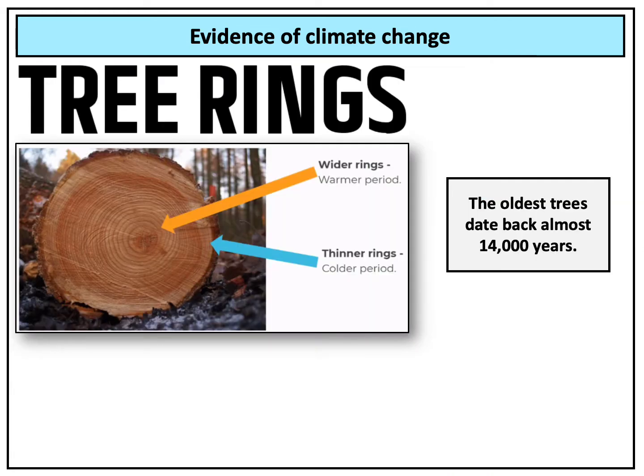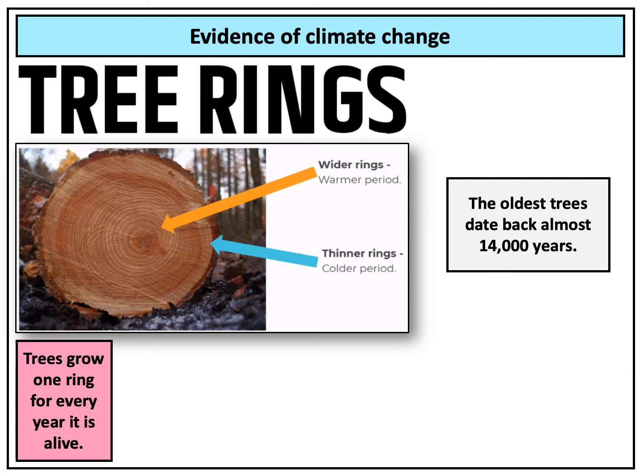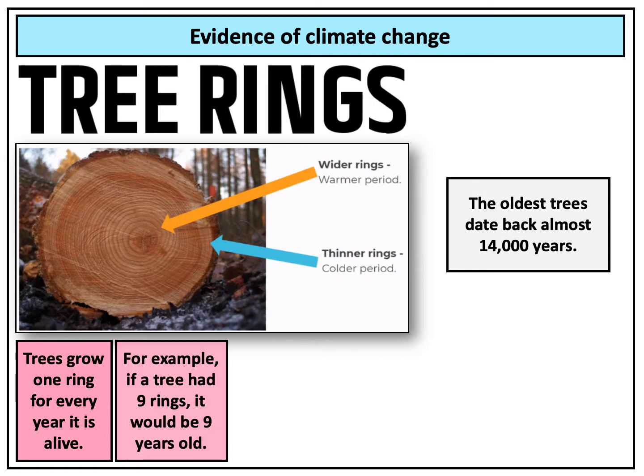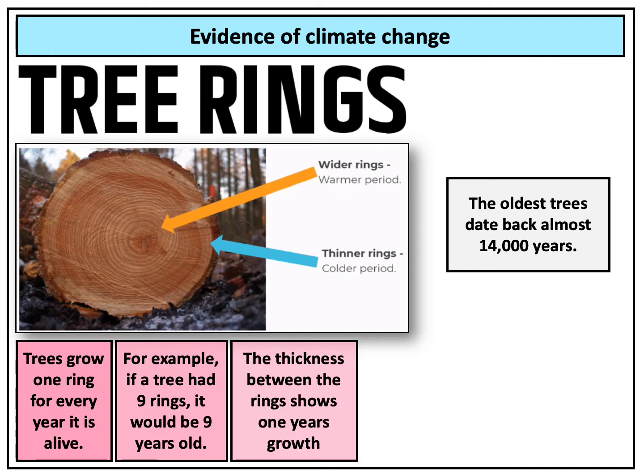Tree rings is the next one, and the oldest tree rings date back almost 14,000 years. Tree rings grow one ring for every year that the tree is alive. So you can see here there are lots of rings on this tree, which means that tree has been alive for many years. An example of this is if a tree had 9 rings, it would be 9 years old. If a tree had 100 rings, it would be 100 years old.